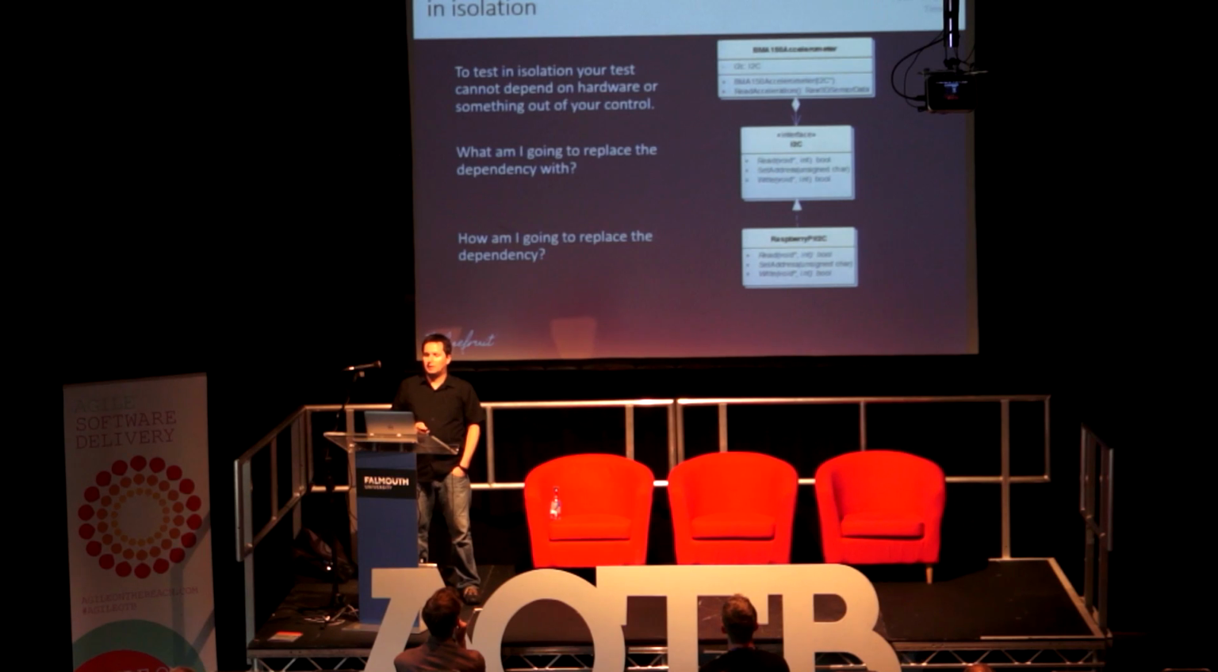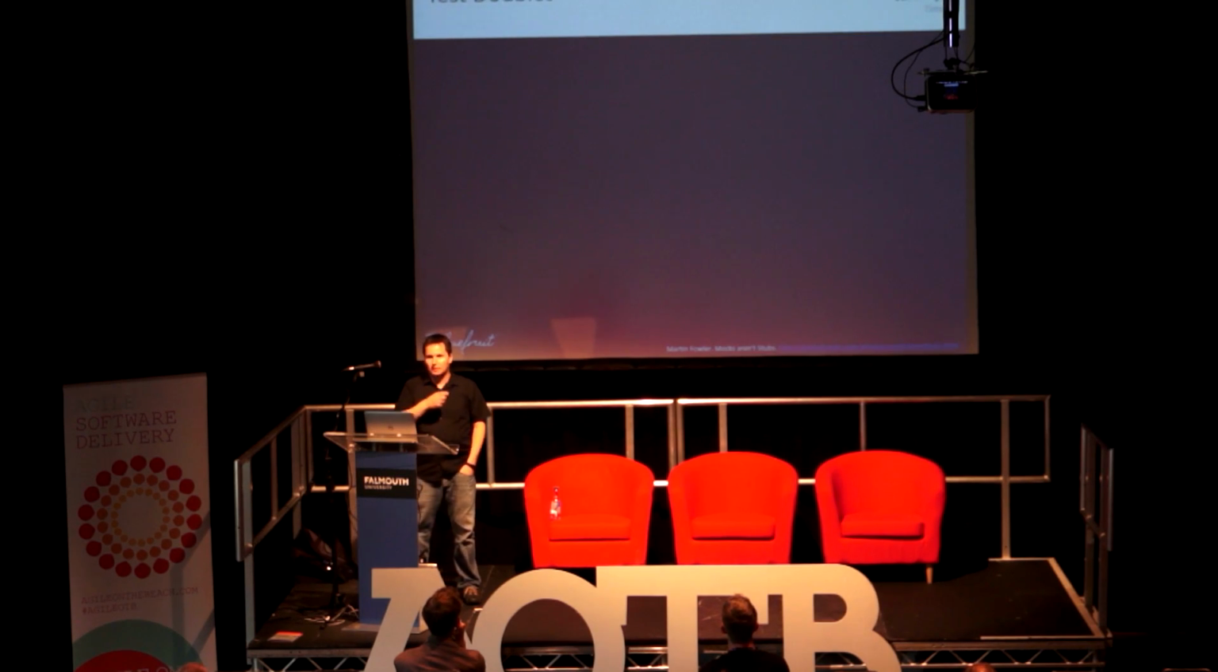So I'm going to replace a dependency with something called a test double. Test doubles are objects created to fulfill a dependency for the purpose of testing. I'm going to use the terminology that Martin Fowler uses in his Mocks Aren't Stubs article, although I think he actually stole it from a book in the first place.